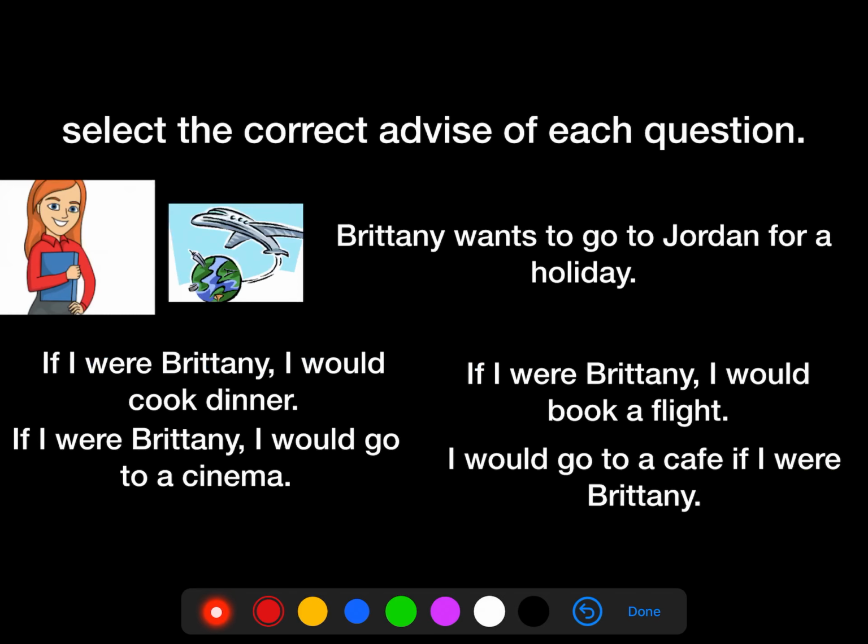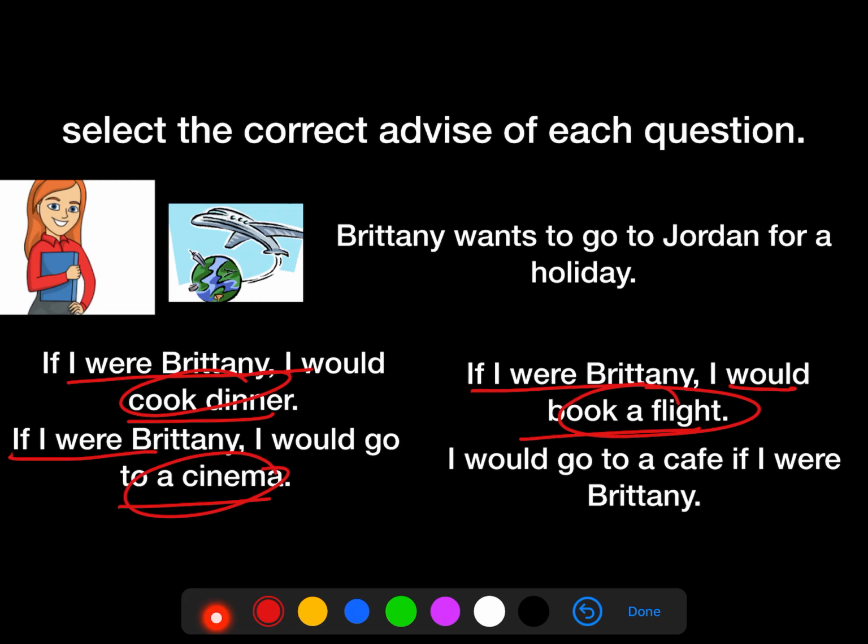So Brittany wants to go to Jordan for a holiday. Right? So which would be the correct advice for Brittany at the moment? Number 1, if I were Brittany, I would cook dinner. So if I were Brittany, I would book a flight. If I were Brittany, I would go to a cinema. Going to a cinema, right? I'll go to a cafe if I were Brittany. Going to a cafe. Right? Very good.